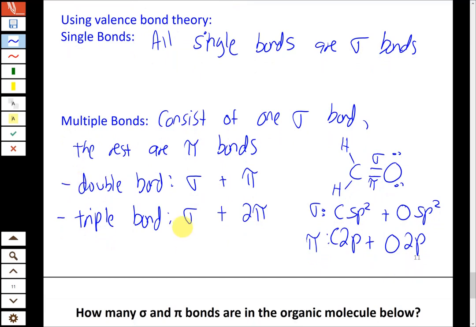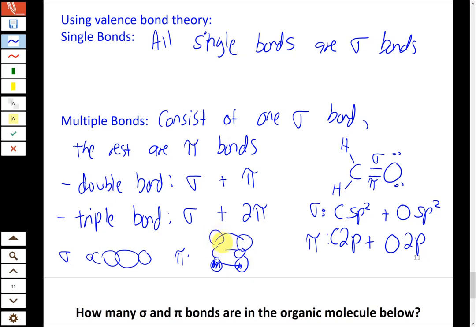What that looks like is, for sigma, you'd have an sp2 hybrid orbital with another sp2 hybrid orbital overlapping to form a bond in between them. And then for the pi bond, you're going to have a perpendicular 2p orbital on carbon and another 2p orbital on oxygen, and those are going to overlap above and below. So that double bond consists of both of those bonds at the same time: a sigma bond that holds them together right between, and then a pi bond that goes above and below that sigma bond, basically using perpendicular p orbitals.